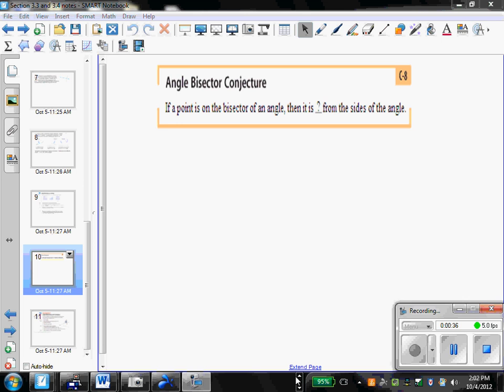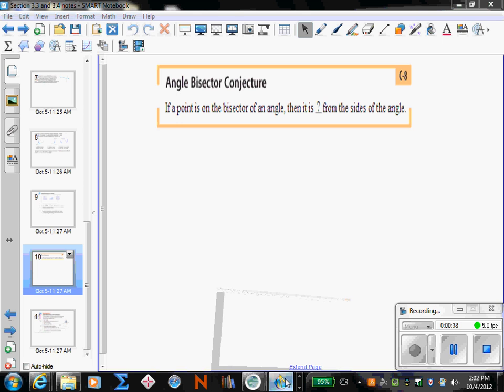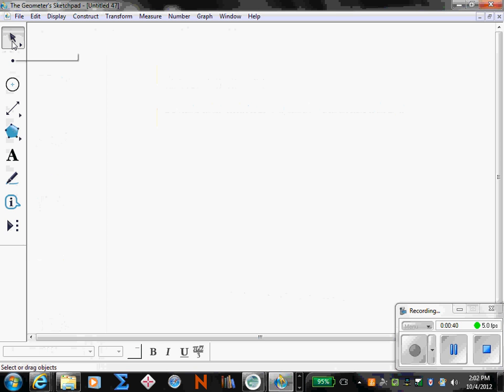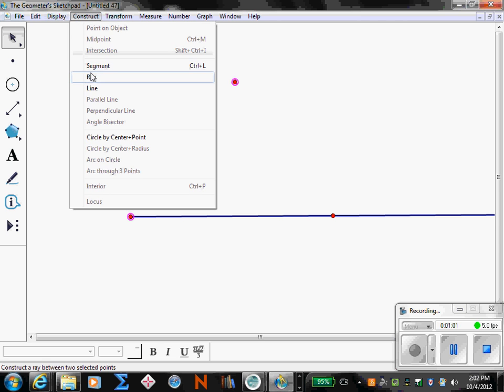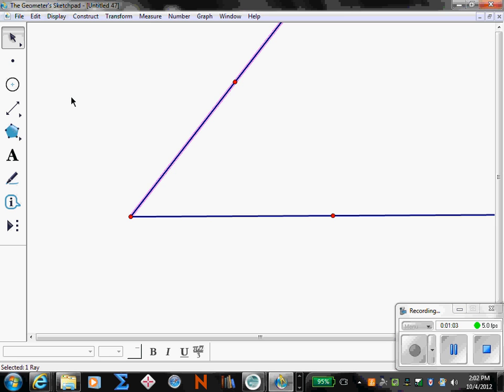So let's go into Sketchpad and make an angle bisector. I'm going to start with 3 points, and our definition of an angle is two rays that share a common endpoint. So I'm going to construct a ray, and then I'm going to construct another ray that has that same endpoint. So we've made an angle.